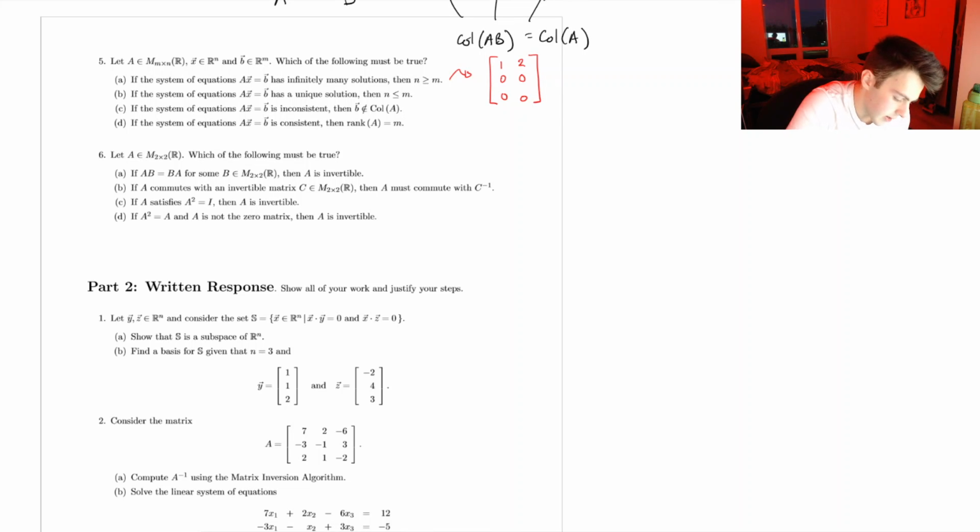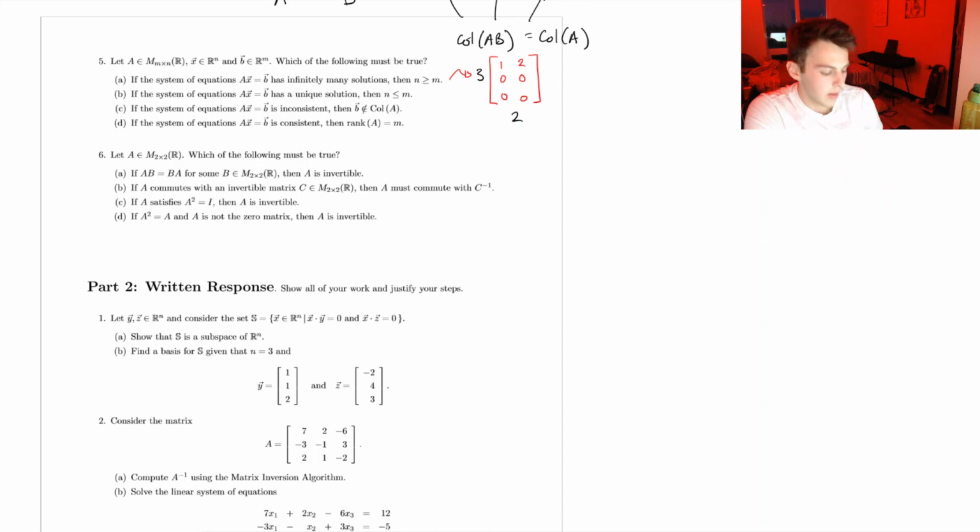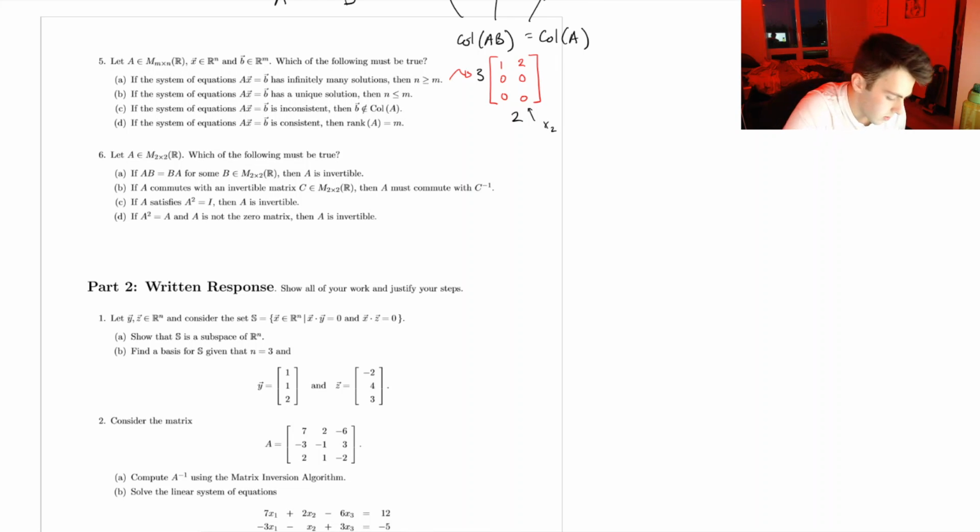You can see that this is a 3x2 matrix. M is 3, n is 2, so m is greater than n. And you can see here we do have an infinite number of solutions, right? Because this x2 would be a free variable, indicating that we'd have multiple solutions here. So 5a is not correct.